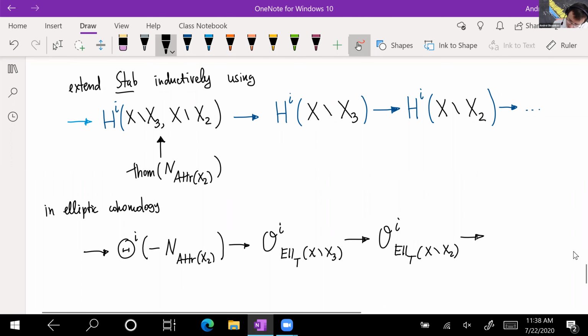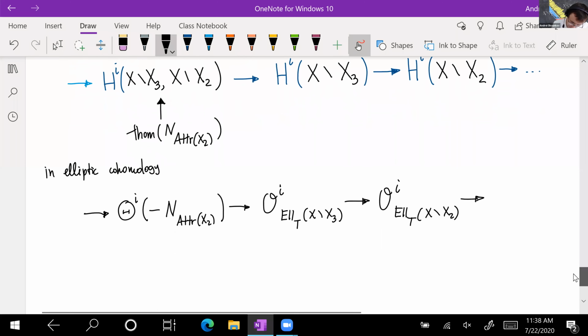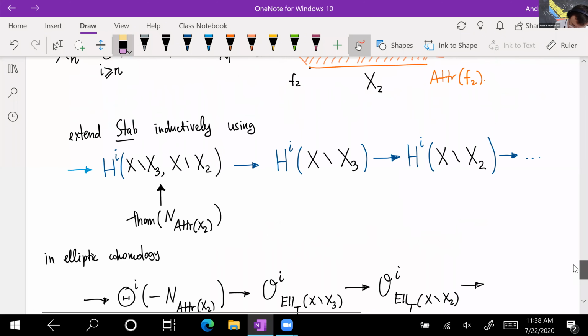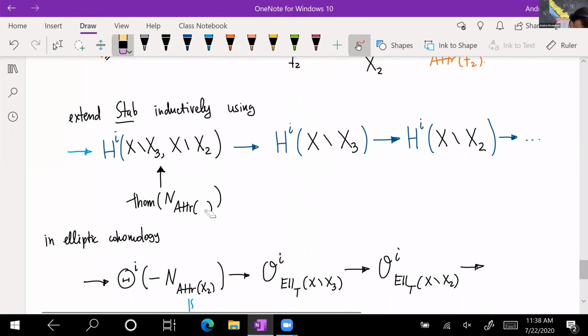But now, incidentally, this attracting manifold is the attracting manifold of X2, which is homotopy invariant to X2 itself, to F2. Not attracting, attracting. Oh, this X2 is the attracting manifold. This is F2.